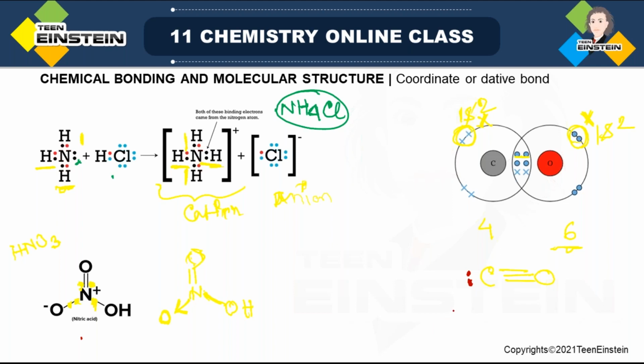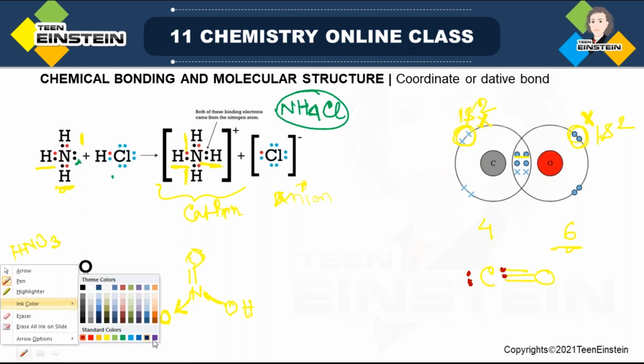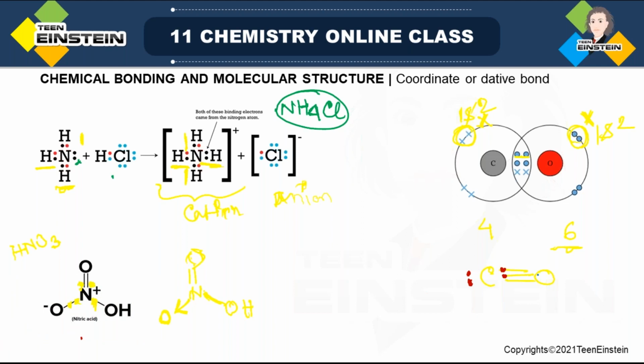Now the 3 bonds that you are seeing here, out of these 3, the first one is covalent, so 1 electron is given by carbon. The second one is also covalent, but the third one is actually a coordinate bond. So the electrons that are coming from oxygen, I am drawing with the blue color. So oxygen is using both electrons in this bond, and the other 2 bonds are normal covalent bonds. Okay, the last bond is the coordinate bond.